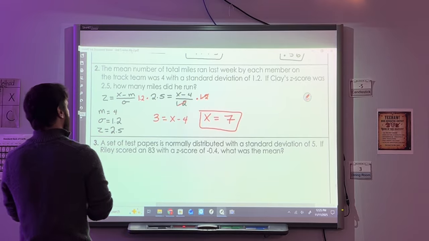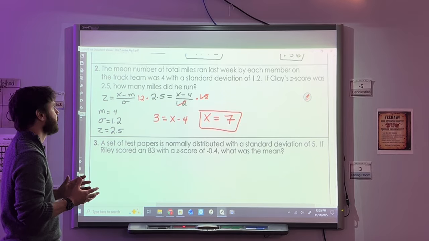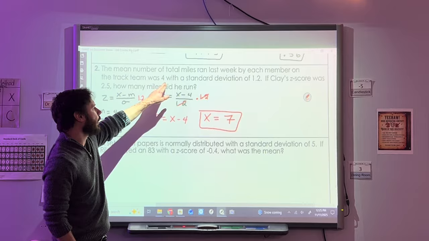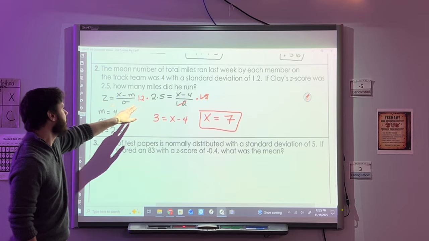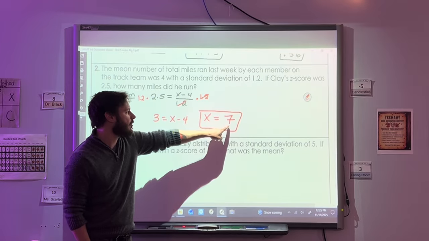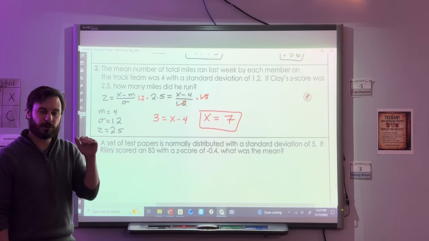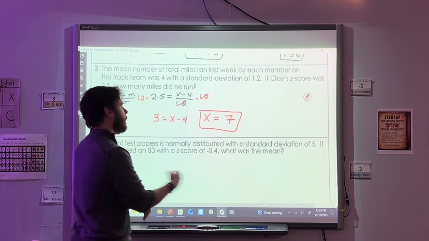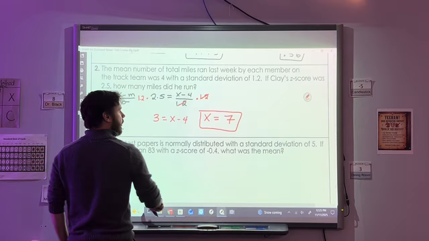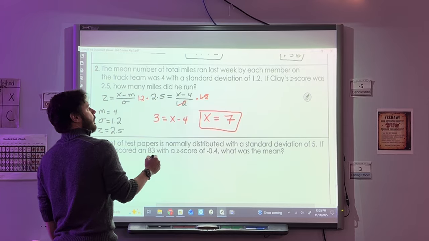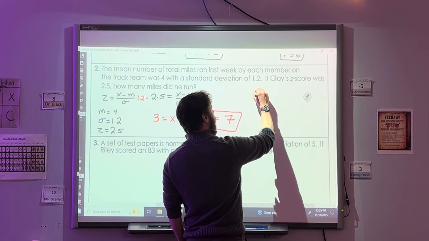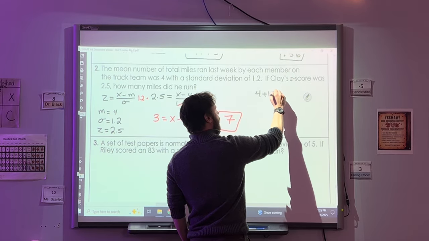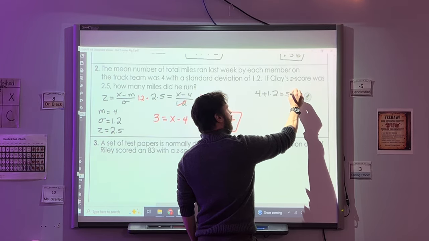Let's take a peek at if this makes sense. The average was 4. We think we got 7. So he should be above average. The standard deviation was 1.2. So if he ran 1 standard deviation above, 4 plus 1.2, that would be 5.2.